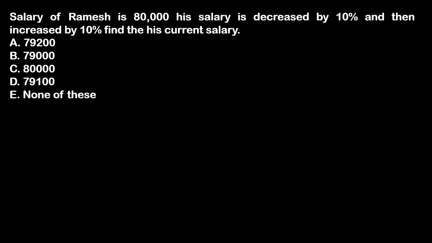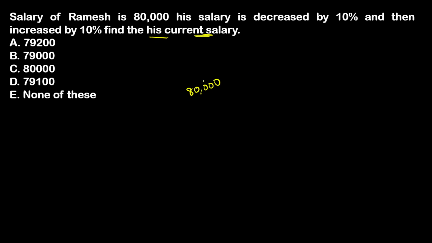Previously, we discussed a rectangle, but this time it's about the salary of a person. The salary is given as 80,000. His salary is decreased by 10 percentage and then increased by 10 percentage. Observe this once. You are expected to find his current salary.